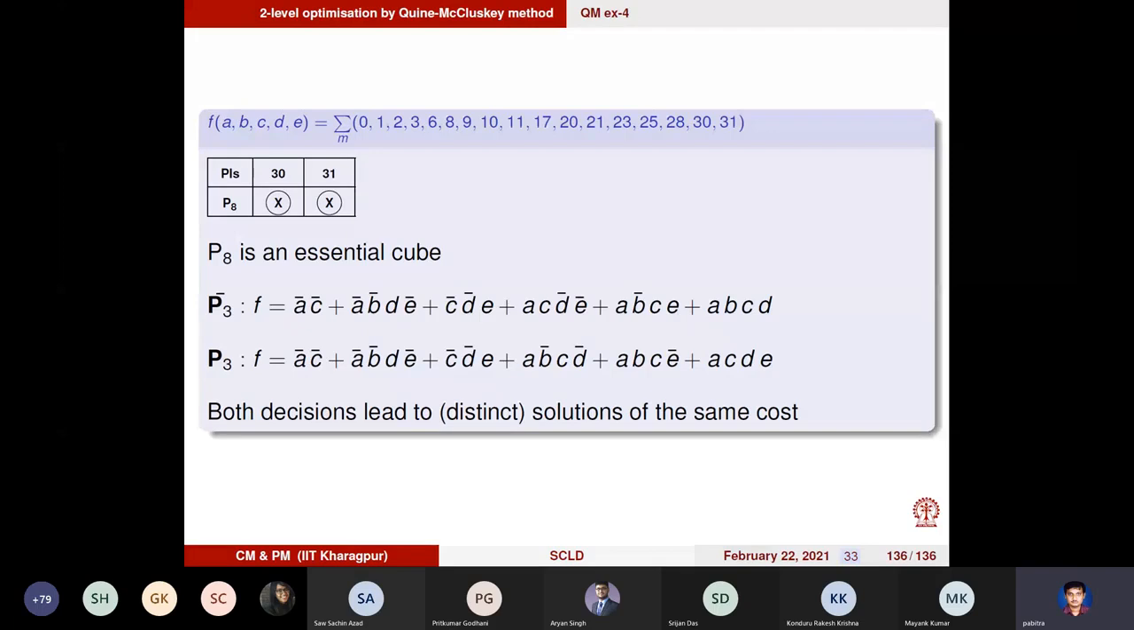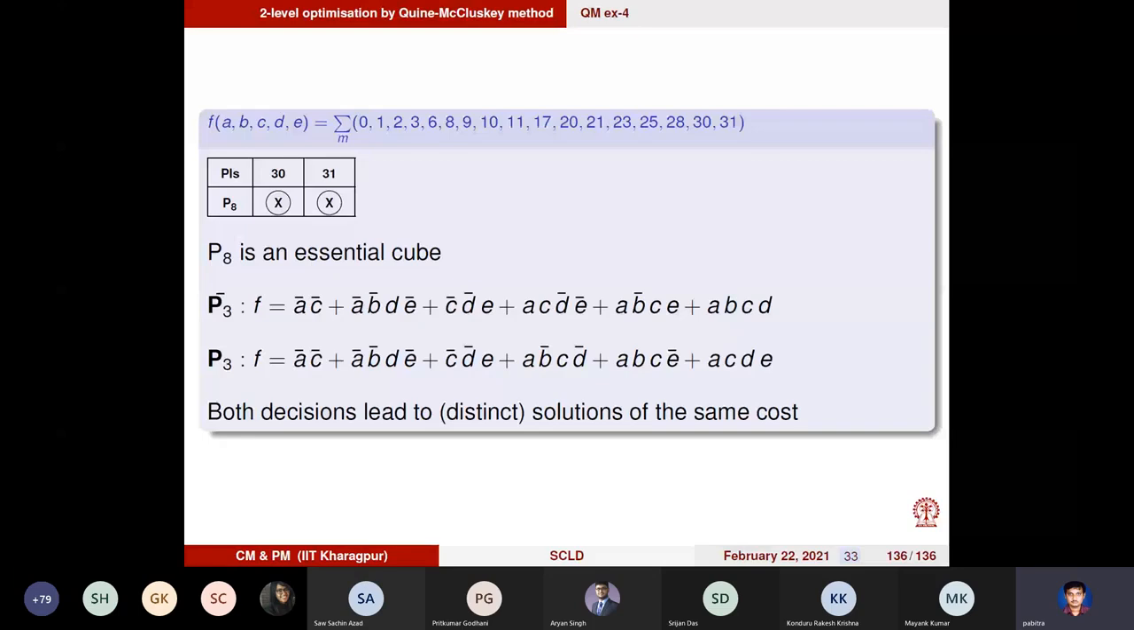Now, all the essential prime implicants I have included. So from this final cyclic core, I have to add something to that because these are still uncovered by the essential prime implicants, so that you get the minimal set of prime implicants. This is an optimization problem. In fact, this is an instance of an optimization problem called the unate cover problem.